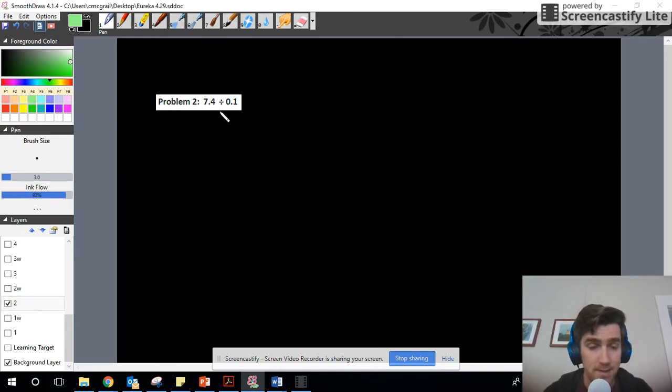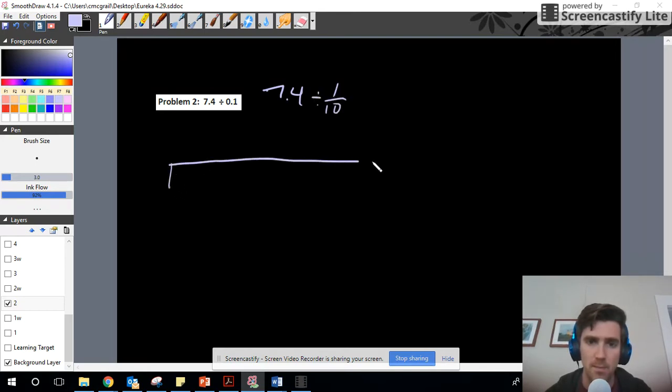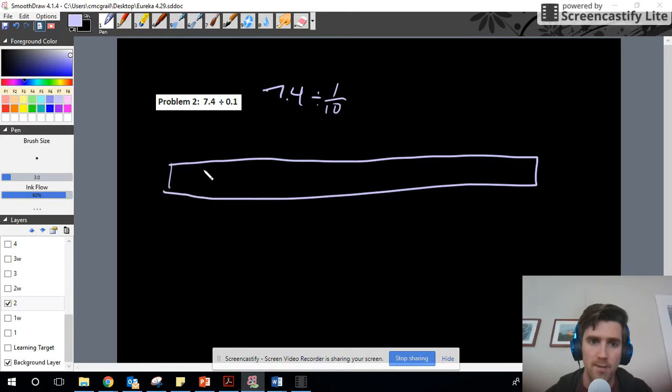Problem number 2 says 7 4/10 divided by 1/10. So first, I am going to draw a tape diagram because I want to see what 7 4/10 divided by 1/10 is. So I'm going to draw another tape diagram, and I am going to label it like this.